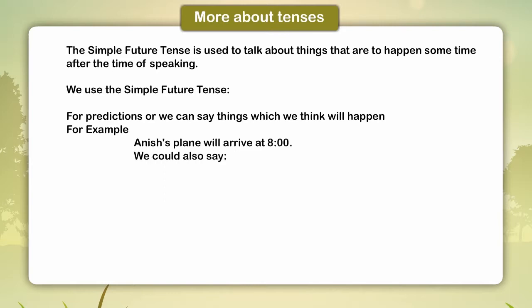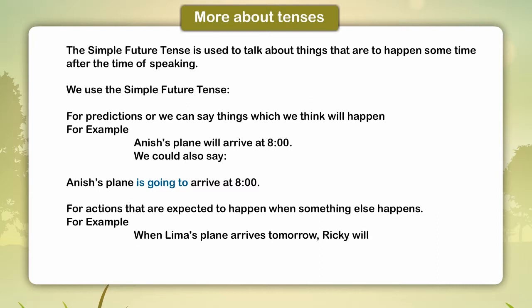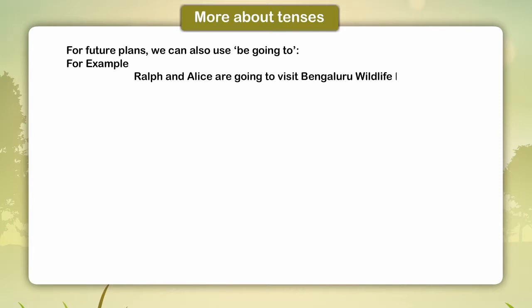We could also say Anisha's plane is going to arrive at 8 for actions that are expected to happen when something else happens. For example, when Lima's plane arrives tomorrow, Ricky will take her to the resort. For future plans, we can also use be going to. For example, Ralph and Alice are going to visit Bengaluru Wildlife Park next month.